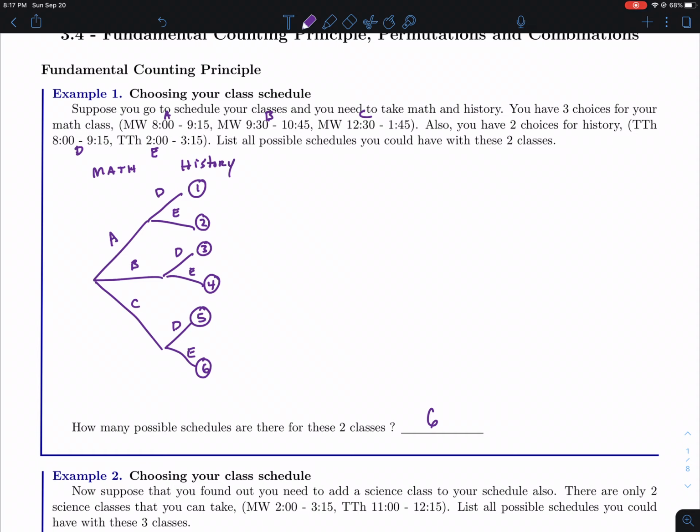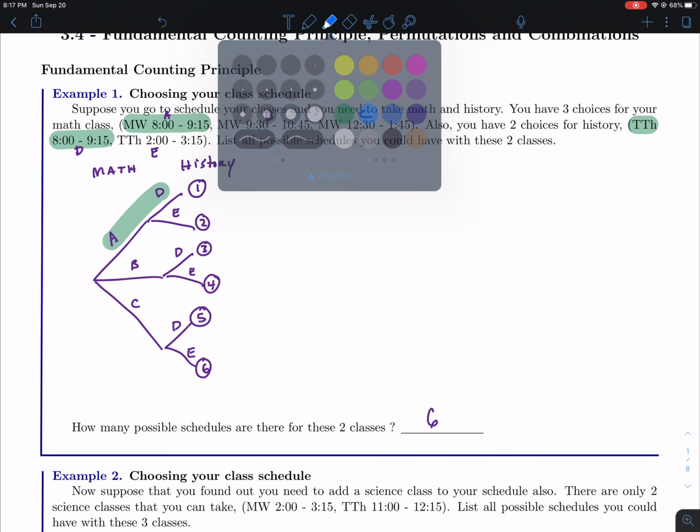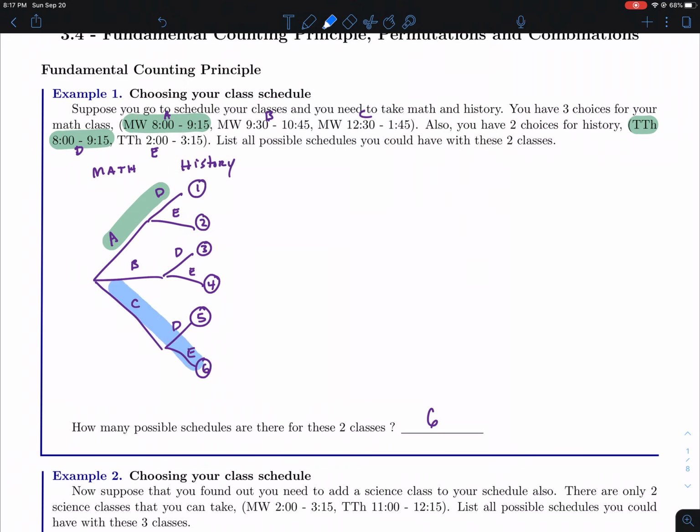In this case, this first branch would be A and D. That means I'd have the Monday, Wednesday, 8 o'clock math class paired with the Tuesday, Thursday, 8 o'clock history class. Or I could come down this way and go CE, for example, which would be the Monday, Wednesday, 12:30 math class, or the 2 o'clock history class. So again, it allows you to look at each of these different possibilities.